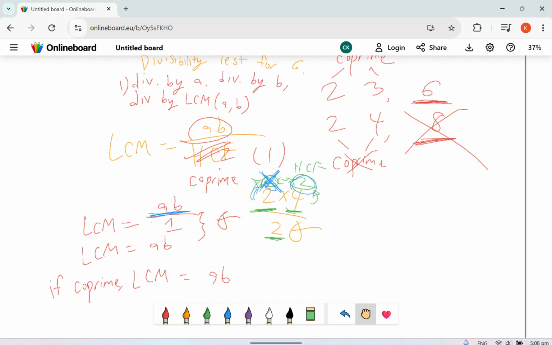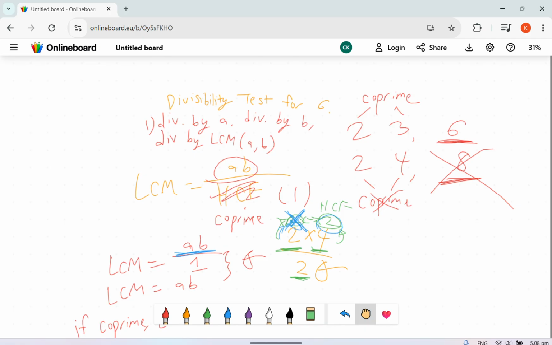Okay? So, that's it. That is literally why it can work for the divisibility test for 6. Because 2 and 3 are co-prime. And in fact, it can work for any other two co-prime numbers. So, for example, we can actually find whether a number is divisible by 42 or not, just by checking whether it is divisible by 6 and divisible by 7. Because 6 and 7 are co-prime.